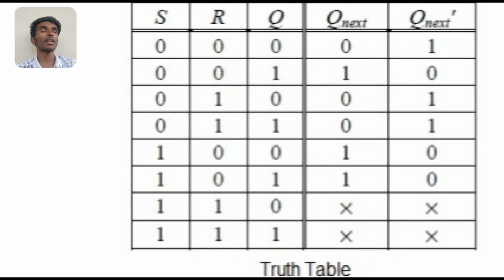Let's see the truth table of the SR flip flop. Whenever both inputs are 0, the outputs hold their previous state. Whenever the input is 1 1, the condition is invalid. Whenever the inputs are 0 1, the outputs are 0 0.